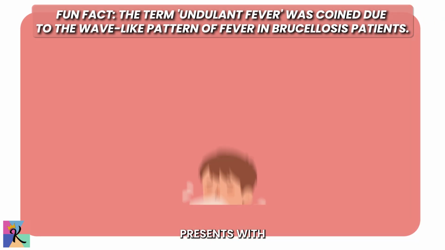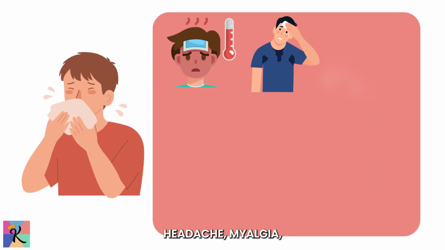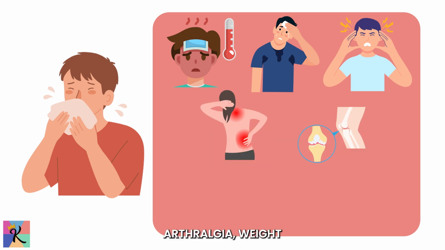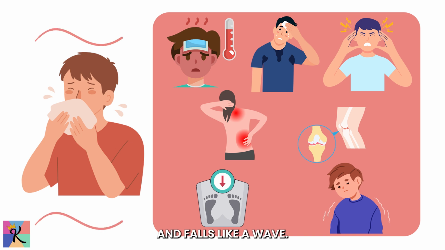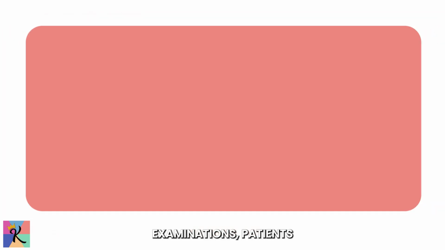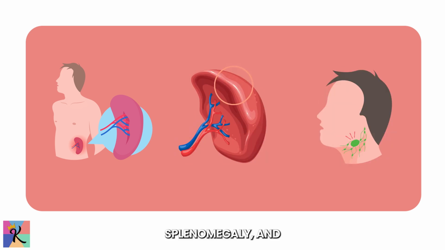Brucellosis typically presents with nonspecific flu-like symptoms, including fever, sweating, headache, myalgia, arthralgia, weight loss, and fatigue. A characteristic feature is undulant fever, which rises and falls like a wave. On physical examination, patients may have hepatomegaly, splenomegaly, and lymphadenopathy.